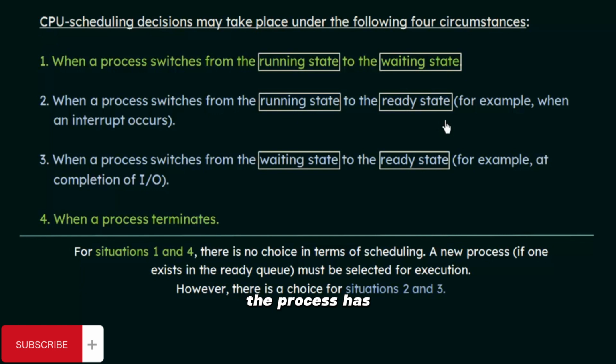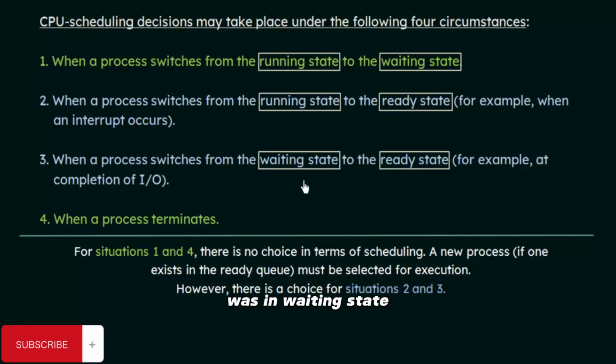Even though the process has not completed its execution, since it went to the ready state due to some interrupt, the moment the CPU is available again, will the CPU be given to this same process, or will it be given to some other process? That is the choice that we have in situation number 2. Now let's look at situation number 3. Here it says, when a process switches from the waiting state to the ready state, for example, at the completion of an I/O. So here what happens?